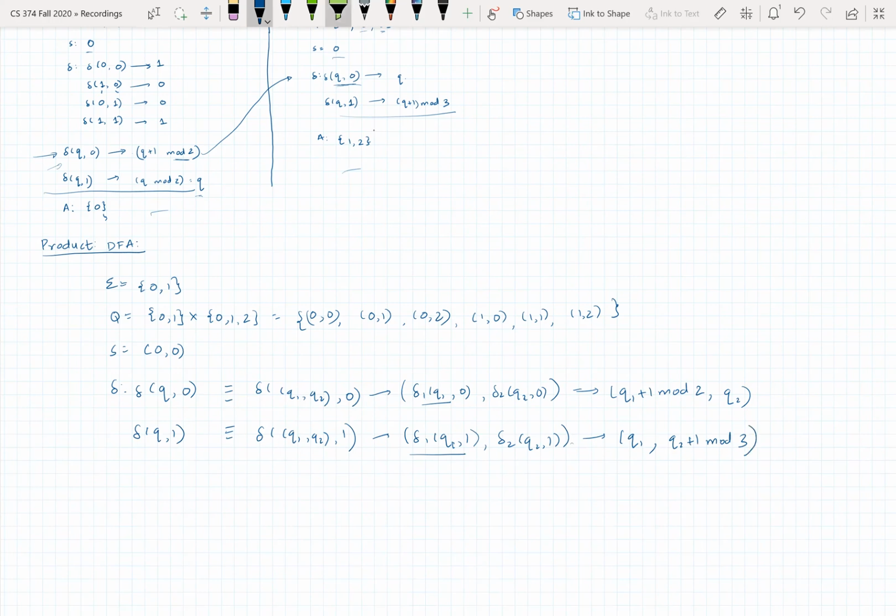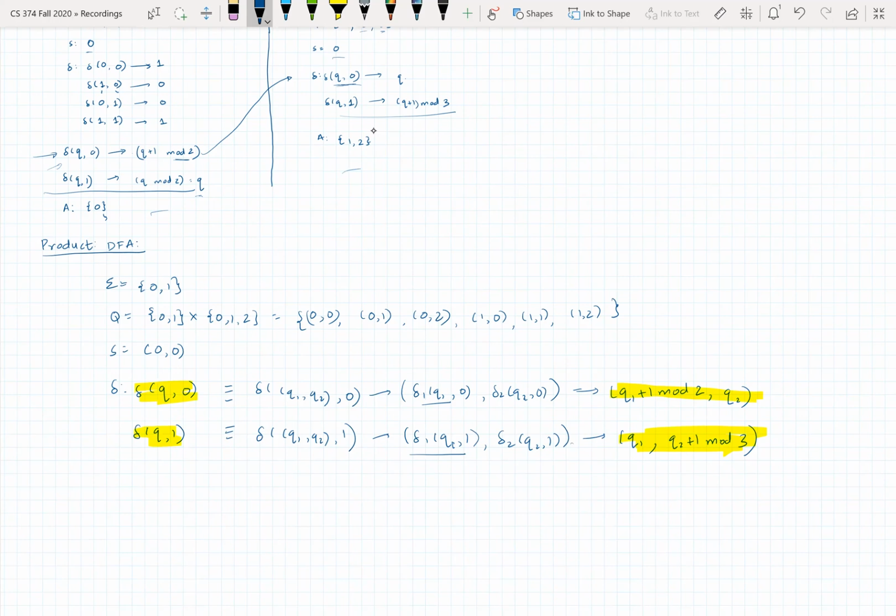So that's it. Our transition function is given by this thing. Delta of Q comma 0 is Q1 plus 1 mod 2 comma Q2. Delta of Q comma 1 is Q1 comma Q2 plus 1 mod 3.